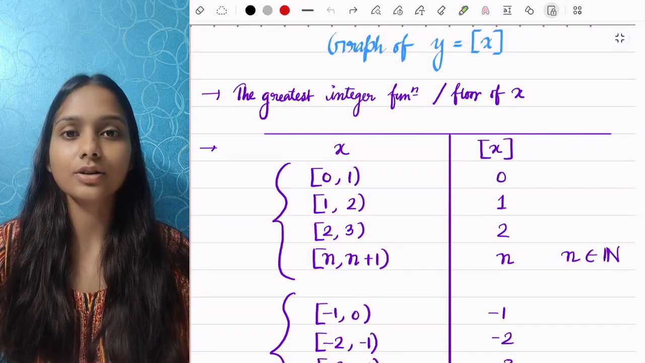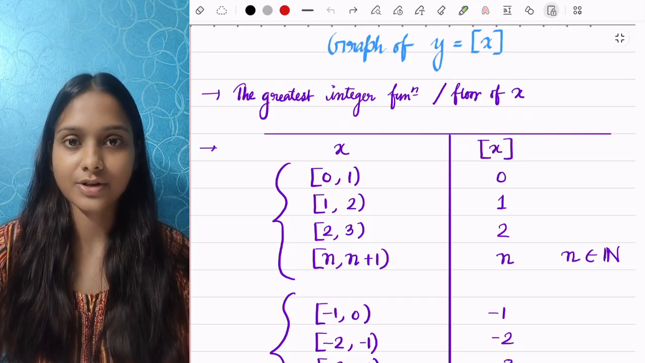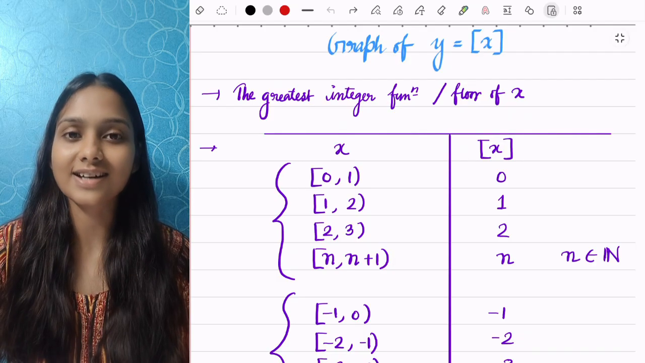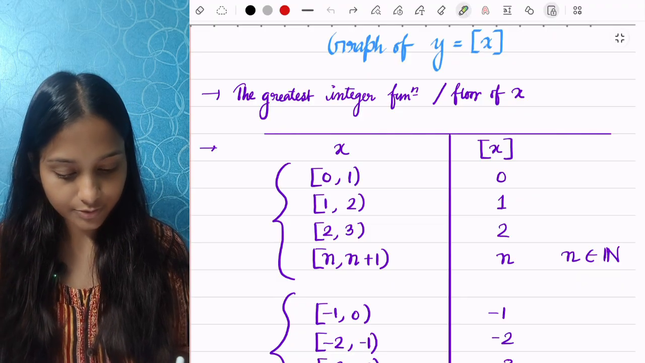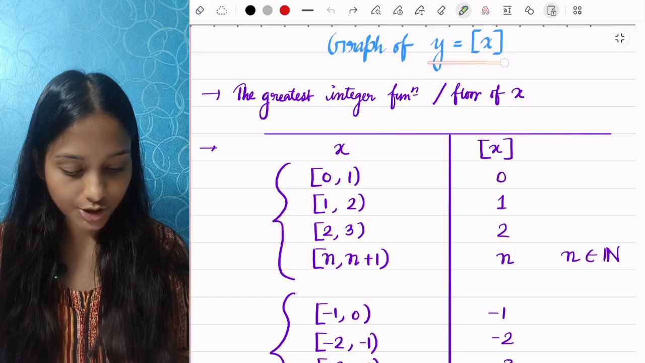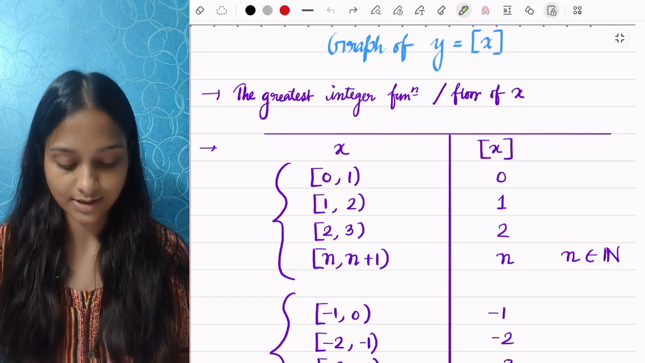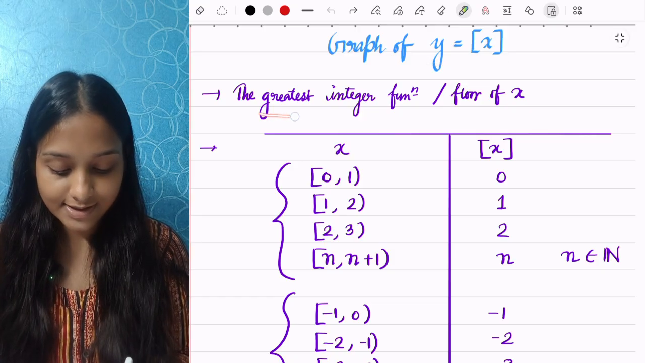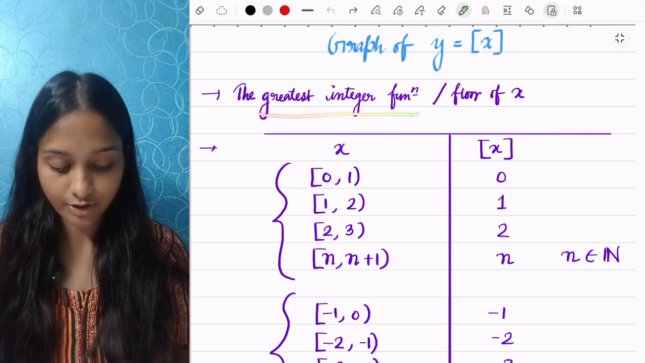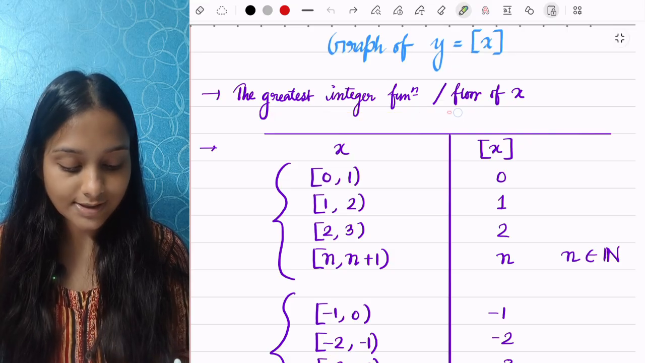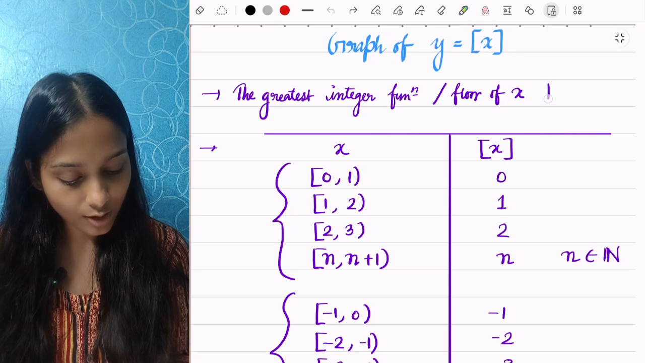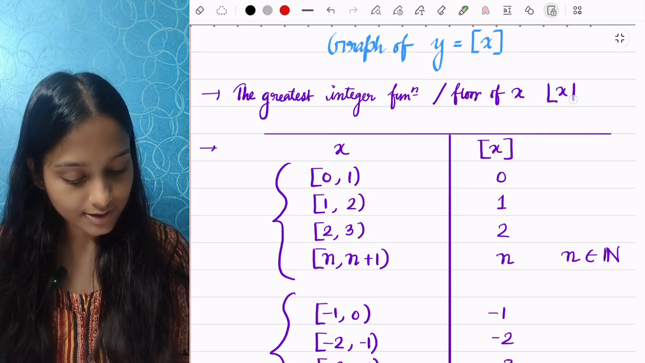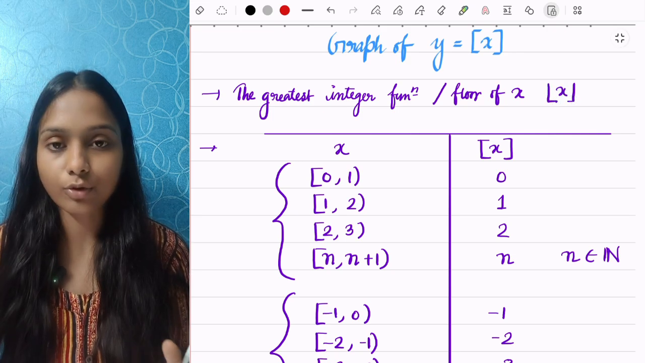Today's video is on the box function, or the greatest integer function. So let us now get started. So here we have this function y equals box x. Now this box x is the greatest integer function, also known as the floor function. This floor function can also be denoted by this symbol here, that is the floor.